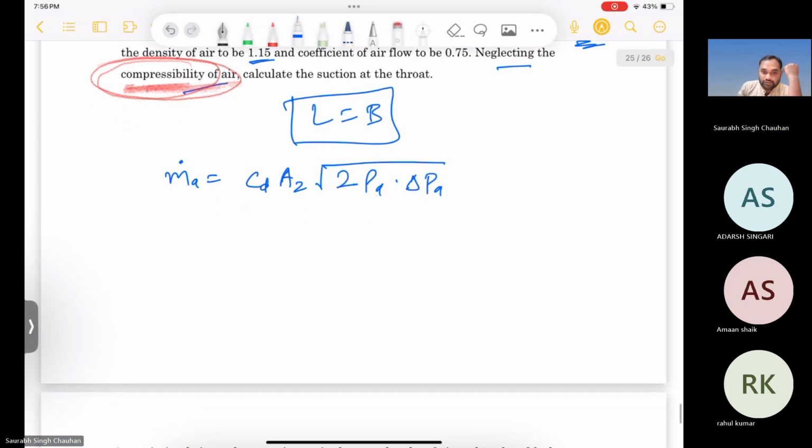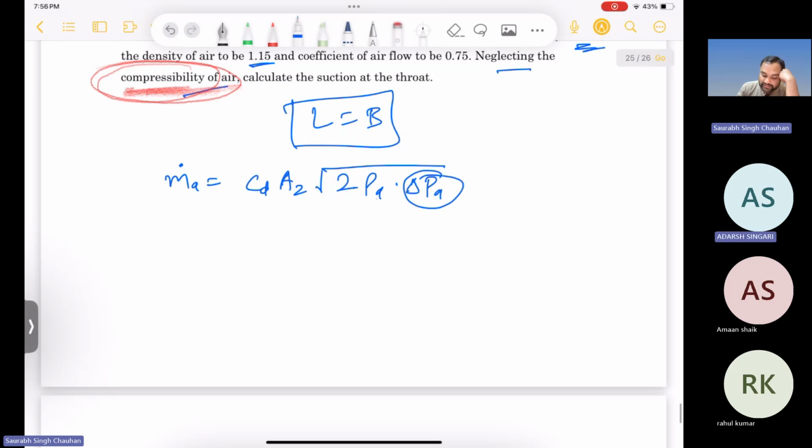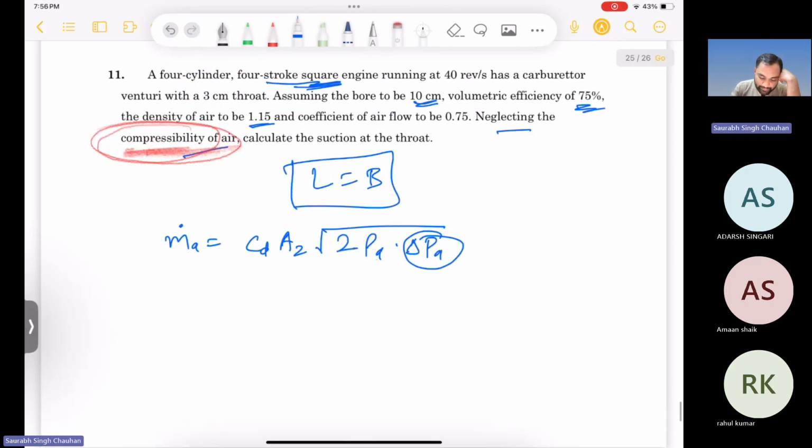Okay. So what do we have to find? Pressure difference. Delta P we need. And Cd, let us check what is given. Venturi has 3 mm, this thing area. So that area, pi by 4 L square or L into B? Pi by 4 L square.